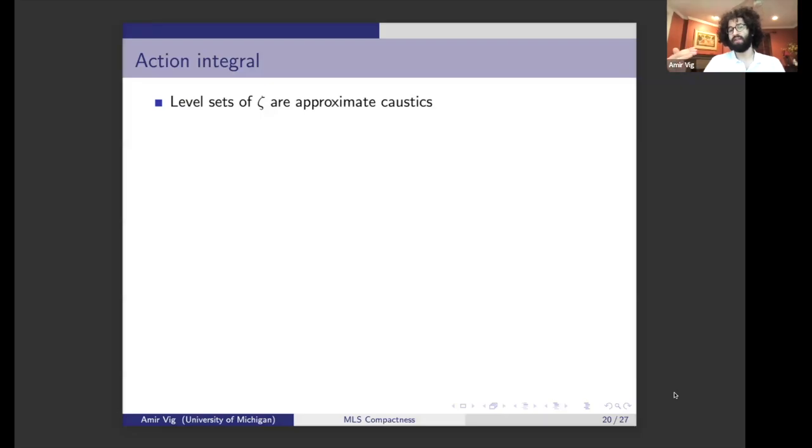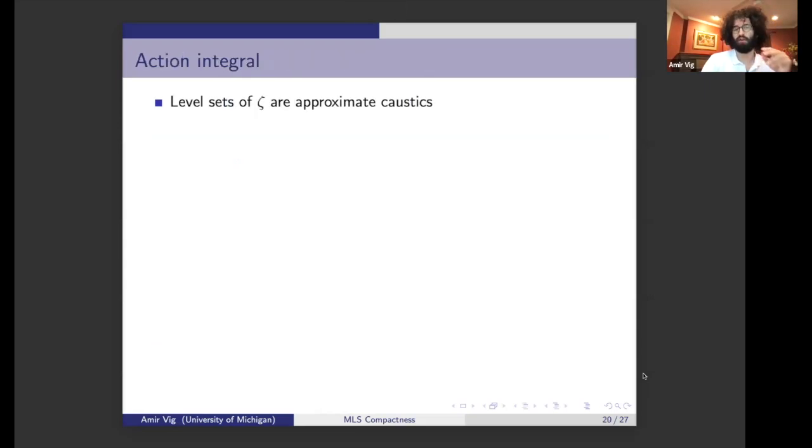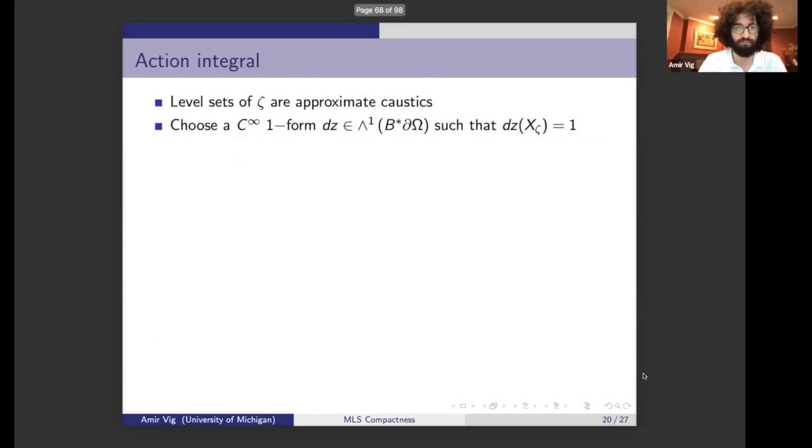Okay, so the level sets of zeta are approximate caustics. And let me remind you that our billiard map is the time one map of this Hamiltonian flow, and the Hamiltonian is always constant along flow lines. So if the billiard map is given by this time one map up to infinite order near glancing, then level sets of the interpolating Hamiltonian are approximate caustics. Okay, they're approximate invariant curves.